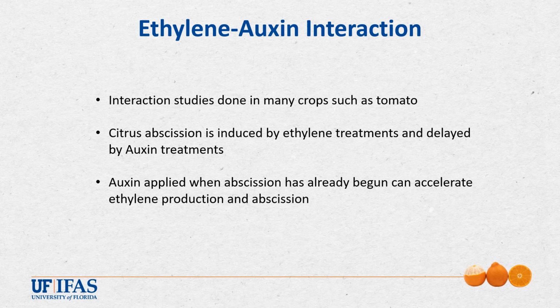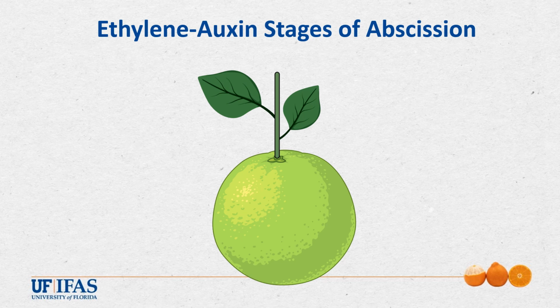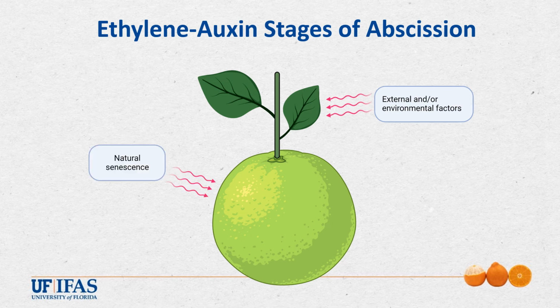It's thought that in citrus, the signals for fruit drop can happen much sooner than the fruit drop occurring. The stages of abscission in this model are very similar to the stages examined in the ethylene-only model. The process begins with signaling from either external factors such as PGR applications or environmental factors, or signaling from natural senescence, which is defined as the process of deterioration with age.